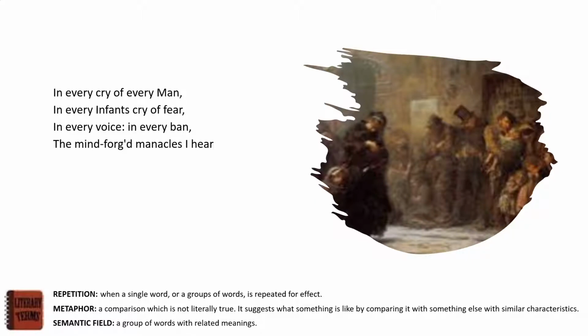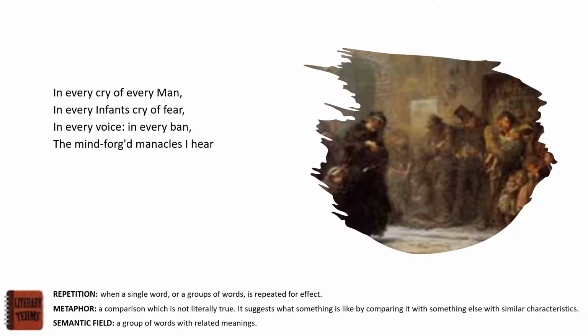And we've got the crying of man, but we've also got the crying of infants, of children. Now remember that I talked at the beginning about Blake and his interest in the songs of innocence and experience, of childhood and adulthood. Well, in describing the infant's cry of fear, he's showing us that he sees, as he walks around London, the corruption of children, the corruption of innocence. Even children, even babies, are living in fear. They're not able to enjoy a time of joy and innocence, and that is one of the main things that Blake was protesting against. So, in every voice, in every ban, the mind-forged manacles I hear.